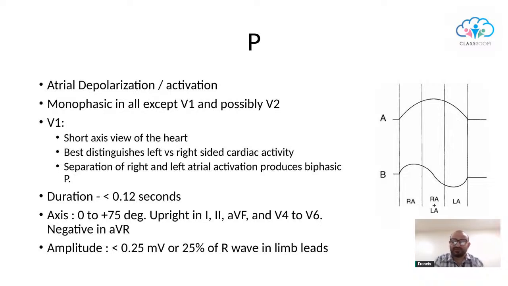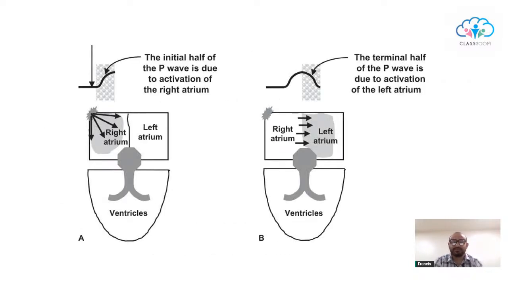V1 is another place on the ECG where we can look at the P wave, especially because it is situated at an inflection point where the first half of the P wave will represent right atrial activity and the second half represents left atrial activity, and therefore the P wave in lead V1 is biphasic. The amplitude is usually 25% of the R wave or less than 0.25 millimeters.